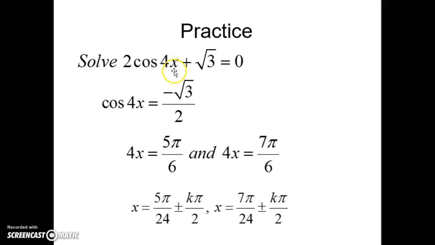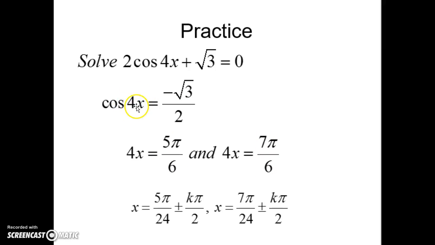Solve 2 cosine of 4x plus the square root of 3 equals 0. So the same kind of idea. The cosine of my angle measure would equal, if I subtract the square root of 3 and divide both sides by 2, negative square root of 3 over 2. Cosine is negative in quadrant 2 and in quadrant 3. It is the larger angle measure, so that's some pi over 6 iteration. So I know that the cosine of the angle measure that equals negative square root of 3 over 2 is an angle measure of 5 pi over 6 and an angle measure of 7 pi over 6.